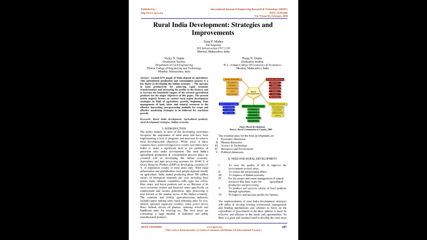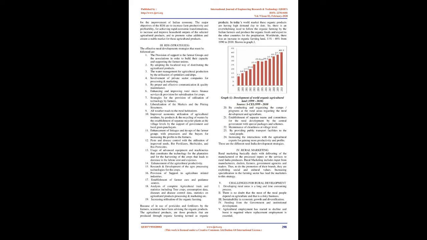1. To raise the quality of life and improve the environment in rural areas. 2. To reduce the urbanization effect. 3. To improve the Indian economy. 4. For the proper and smart management of natural resources like land and water for agricultural production and processing. 5. To produce and process a variety of food products through agriculture. 6. To improve and increase profits for farmers.